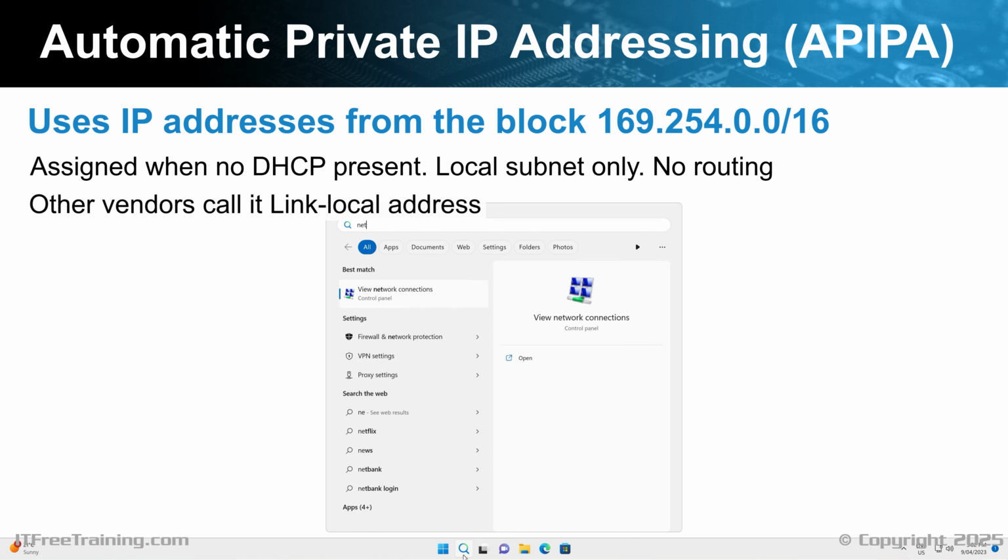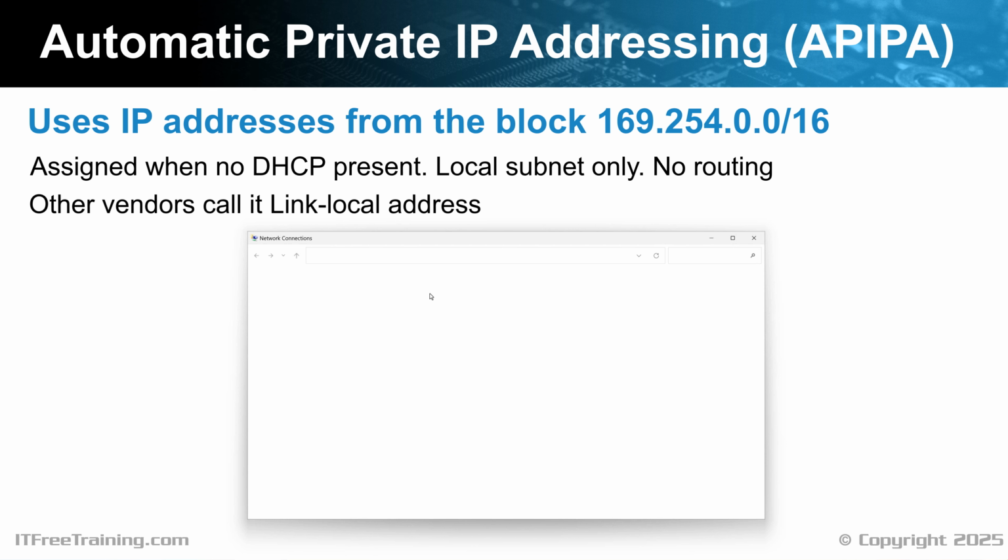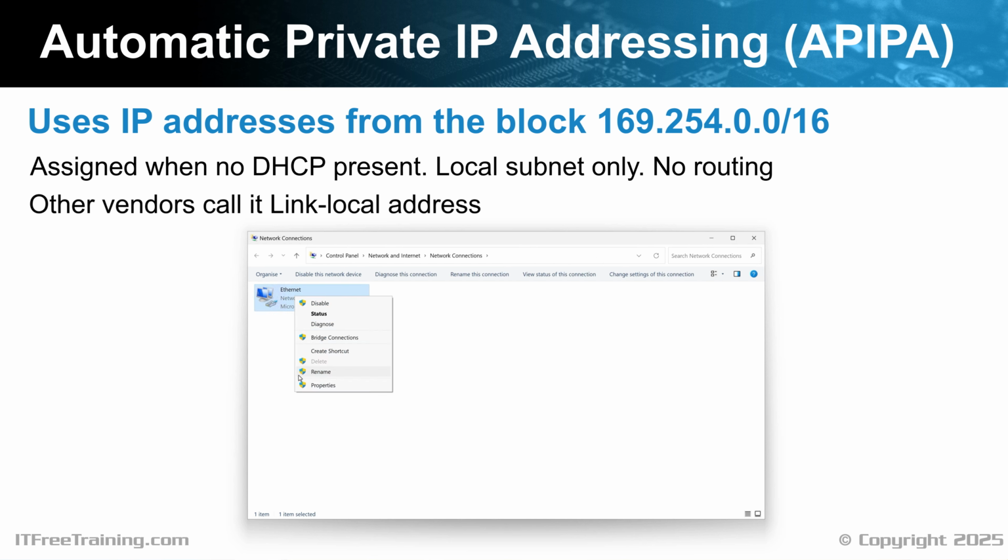To see the configuration on Windows for a network adapter, go to the search option and enter Network. Select View Network Connections when it appears. This will show all the network adapters on the computer. On this computer, there's only one. To see the properties of the network adapter, I will just need to click the Properties button.